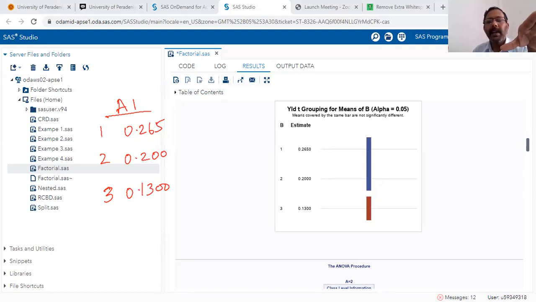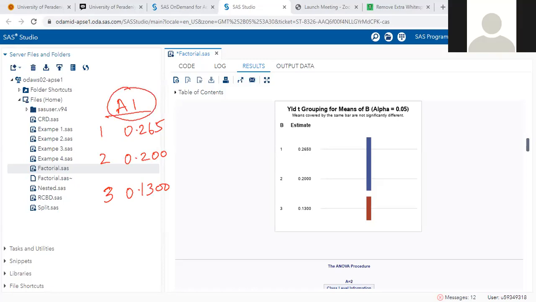Only here we are doing the mean separation. There's no difference between the first level of B and the second level of B. So that means we can say these are the same, A and A. The third level of B is different under the circumstance of A1. Right? Now, this is how we can explain.